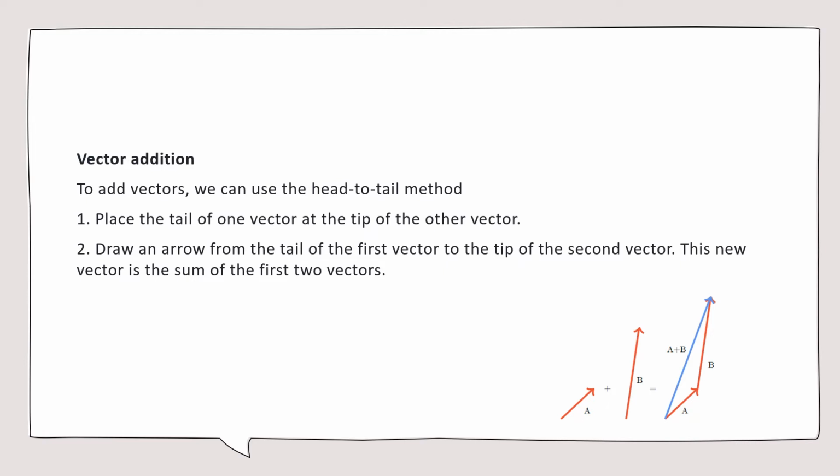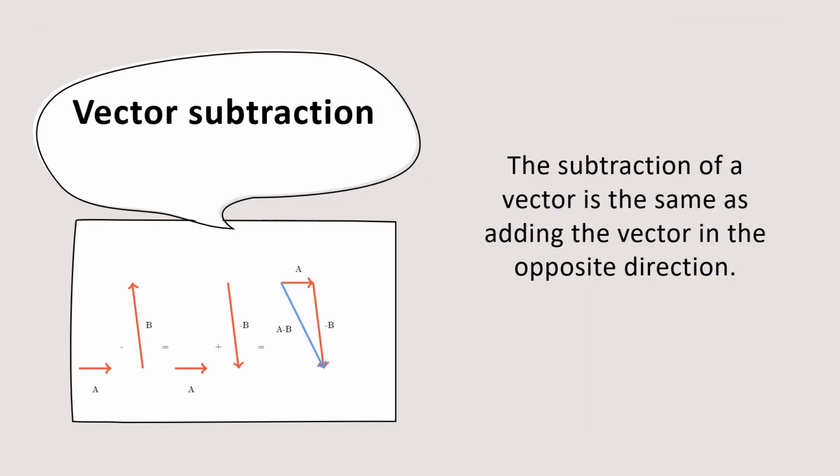Vector addition. To add vectors, we can use the head-to-tail method. 1. Place the tail of one vector at the tip of the other vector. 2. Draw an arrow from the tail of the first vector to the tip of the second vector. This new vector is the sum of the first two vectors. Vector subtraction. The subtraction of a vector is the same as adding the vector in the opposite direction.